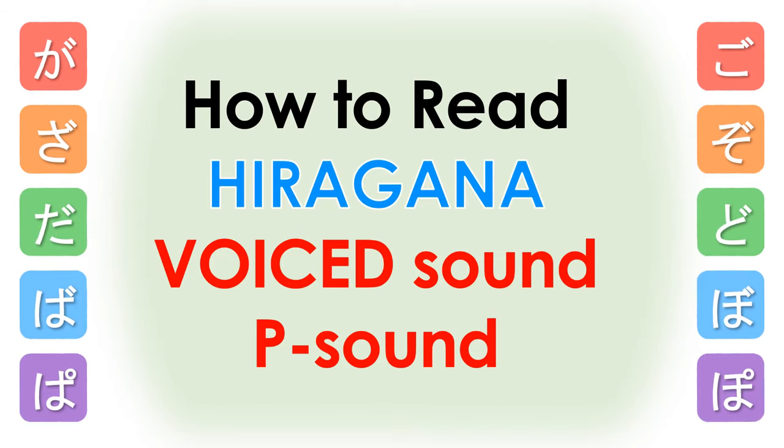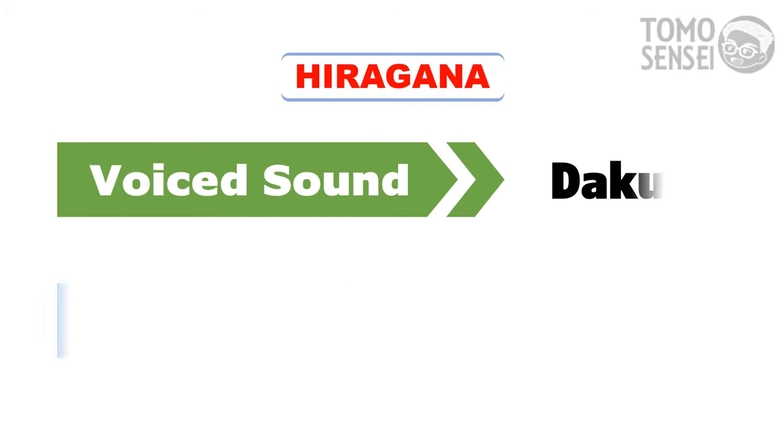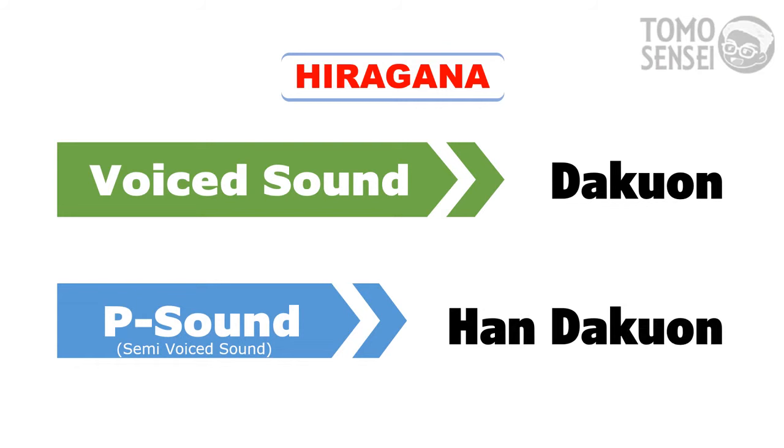Great! Then let's get into the next step of hiragana. Today, you will learn how to read Japanese voiced sound and P-sound with the hiragana consonants we've already learned from previous lessons. The voiced sound is called dakuten, and P-sound, also known as semi-voiced sound, is called handakuten in Japanese.